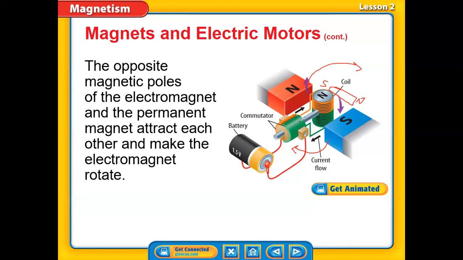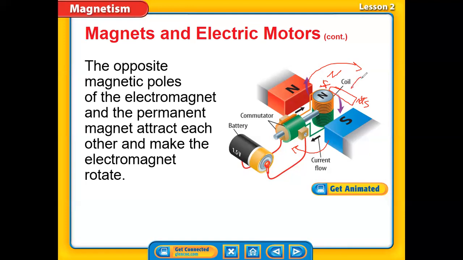The commutator will change the pole of the battery. That means after a time, as you imagine it rotates, this wire will touch that part. In that case, this north pole will change to be the south pole, and the south pole will change to be a north pole. So like this, south beside south, they will repel, north beside north, it will repel. So it will keep moving.